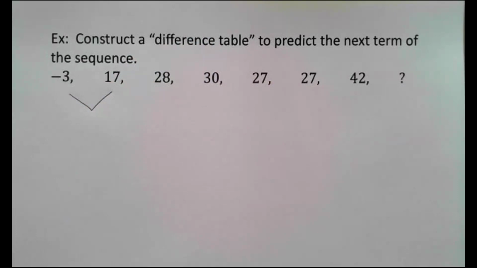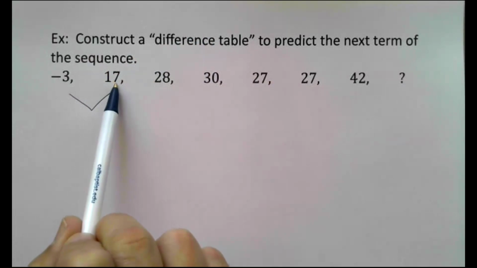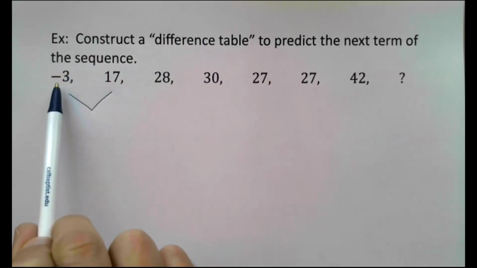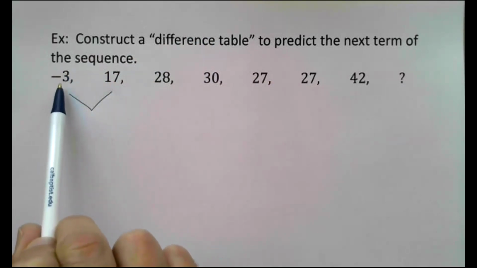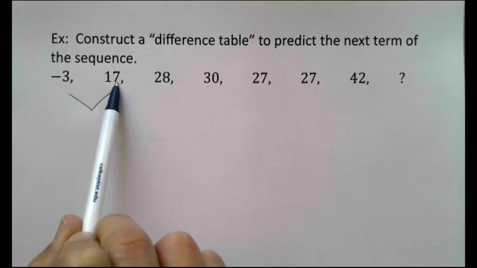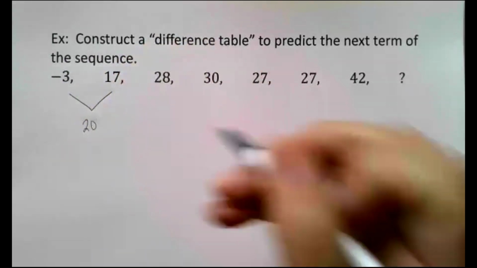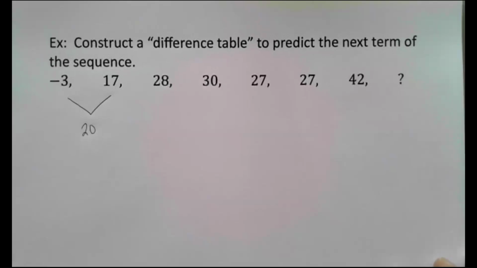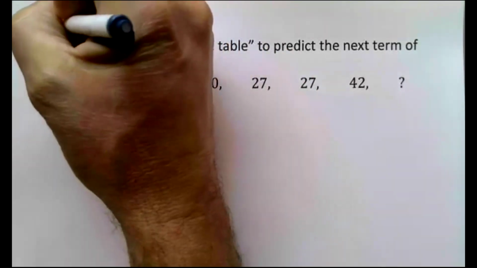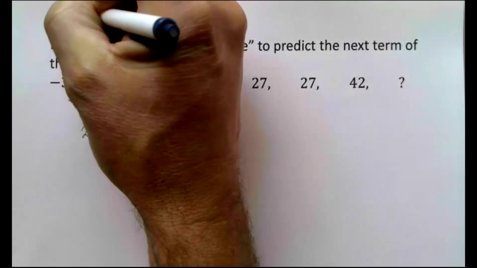Remember how I'm getting this number. I'm doing 17 minus -3. I'm not doing 17 minus 3. I'm doing 17 minus -3. Think about that. What is 17 minus -3? It's actually 20, and a lot of people might get that wrong. Why is it 20?